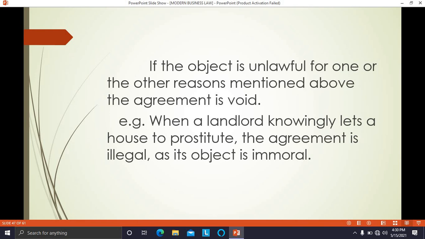So the object or the purpose of an agreement should be lawful. All these points, as essential elements, we have to study in detail. One small unit we have to study on that. At that time, we will discuss all these points in detail. Here, we are just discussing one full question, that is essentials of a valid contract. So, in short, we are discussing these points.